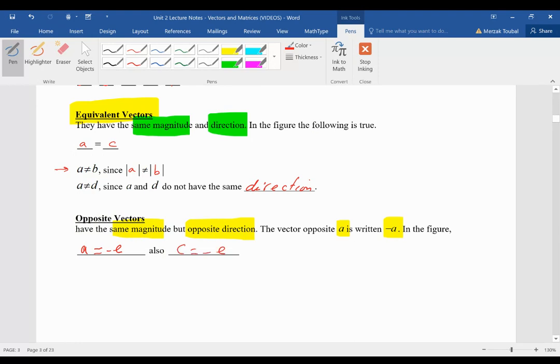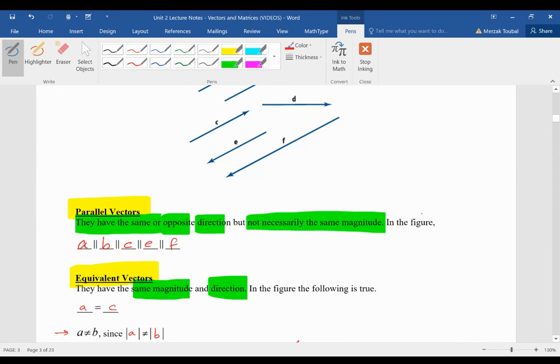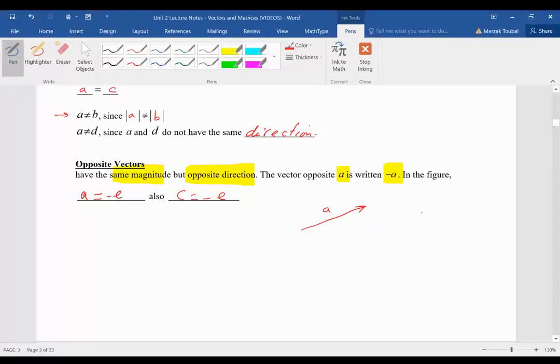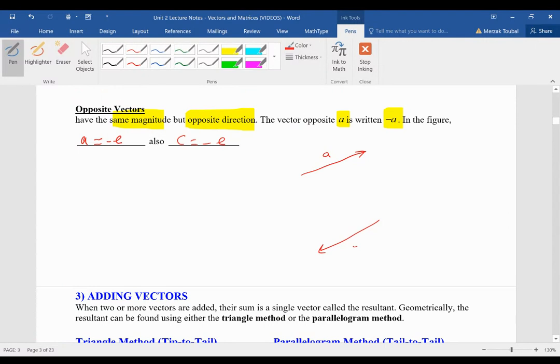So what do I mean by A equals negative E? Let me explain. This is A. And initially, before I make a change to E, this would be E. Now, if I negate E, multiply it by negative, the direction will change. This is negative E. Now look, vector A and negative E have the same direction. They were opposite vectors. If they are opposite vectors, it means one equals the negative of the other.